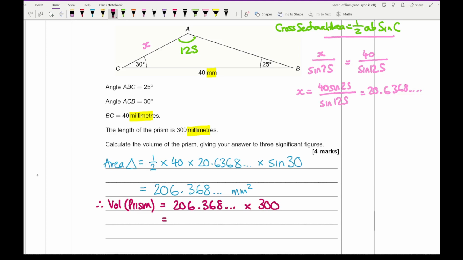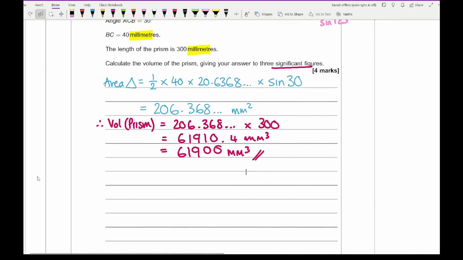And if I type that into my calculator, I get an answer of 61910.4, and that's in millimetres cubed. Now I need to round that number to 3 significant figures, so it's going to be 61900 millimetres cubed. A little homage to Rey Mysterio there, and that's to 3 significant figures.